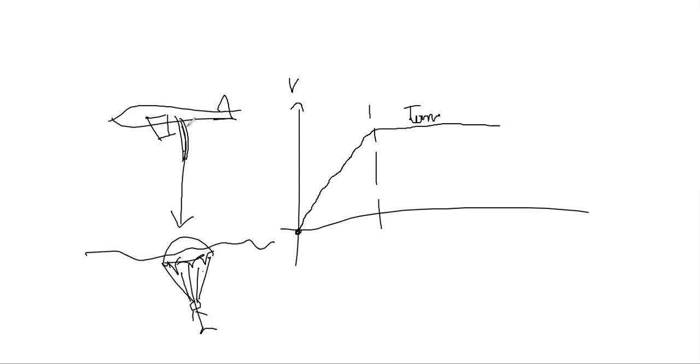See, when the person has jumped, whatever you have drawn is correct up to a certain point, when he has not opened his parachute. Now, when he opens his parachute, suddenly its velocity will start decreasing, and after some time it will attain the terminal velocity. So there will be two terminal velocities. One is without parachute and another is with parachute.